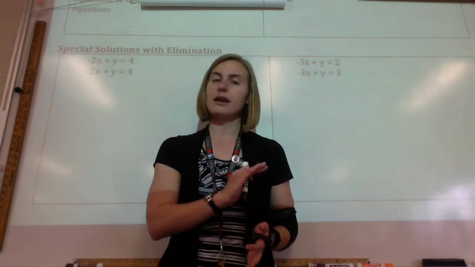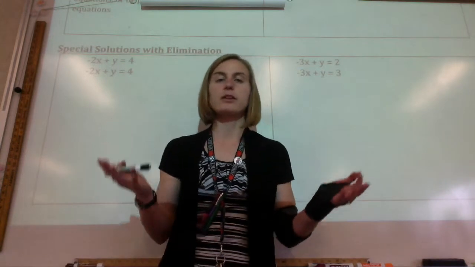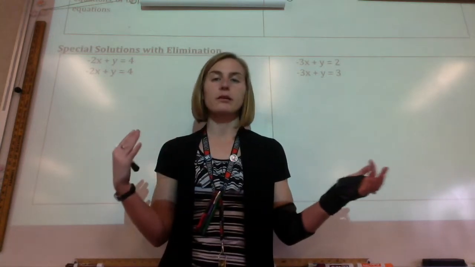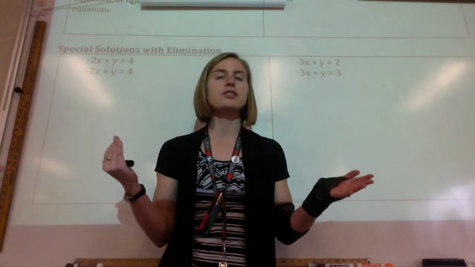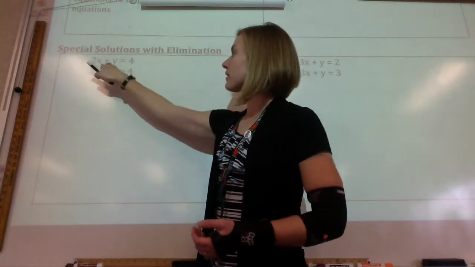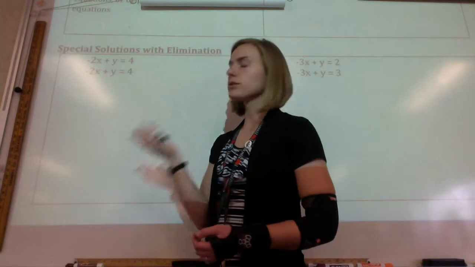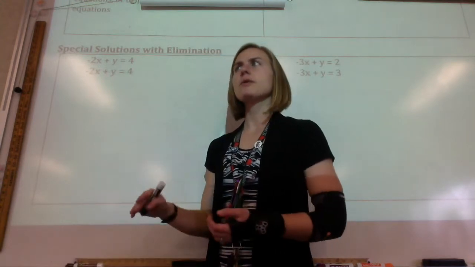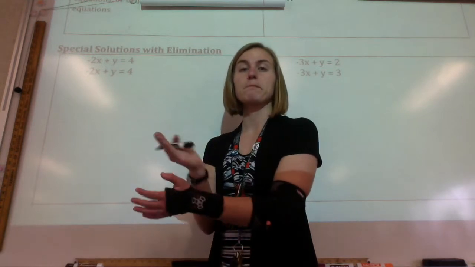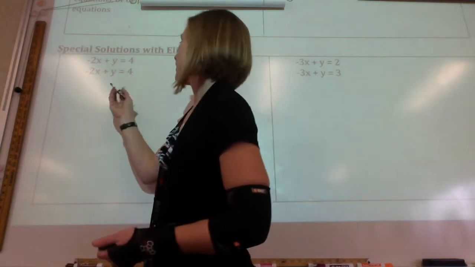So last time when we were doing substitution, we saw that you had to go by if you're getting something true or something false. But with elimination, because of the way that you always want to make sure your things are arranged, it's easier to see which one they are. So let's take a look at this first example. We have a 2x plus y equals 4 and a 2x plus y equals 4. Those are the same equation. So if they're the same equation when we graph them, they're going to be the same line. They're going to be on top of each other. Well, if they're on top of each other, they're crossing everywhere. So this is going to be your infinite solutions.